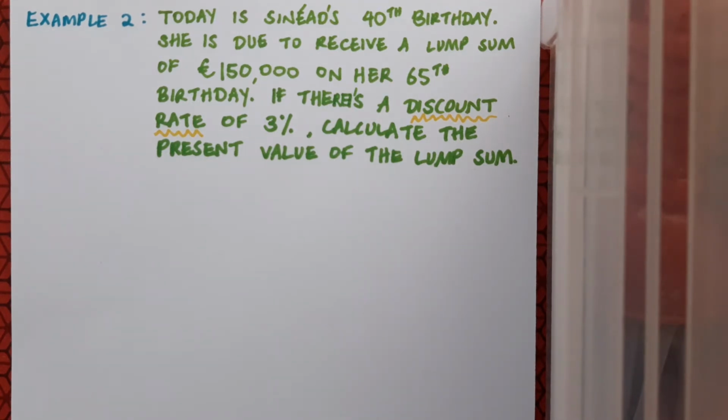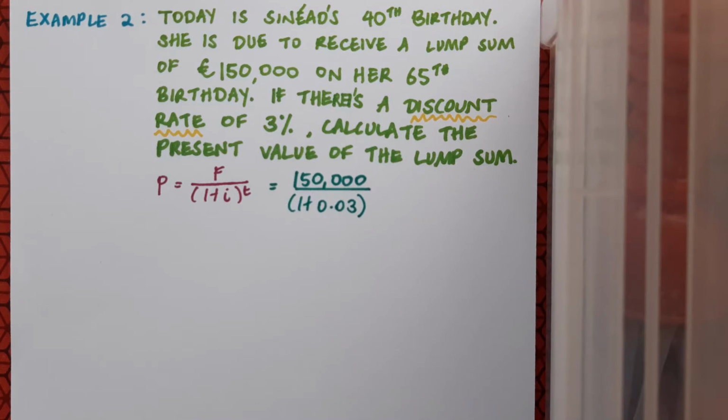So let's make a note of our formula and let's substitute in the values. So the final value of the lump sum is 150,000. The interest rate is 3%. Again, don't forget to write that as a decimal. And the lump sum is due to arrive 25 years in the future, so T is 25. And when we type this into the calculator, we get 71,640.84. So again, what does this mean, this present value? Well, it means that if we were to take this amount right now and invest it for 25 years at 3%, it would amount to 150,000 at the end of that term.